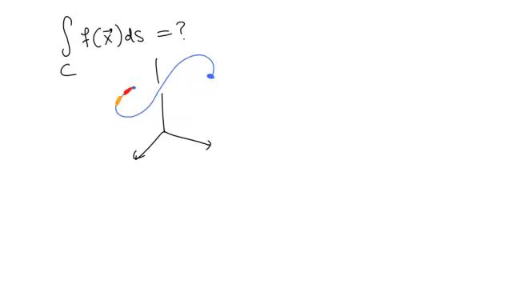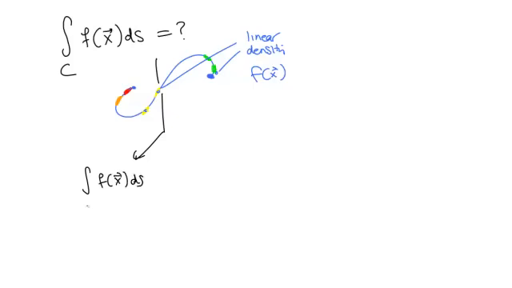So maybe the curve is made out of a very dense material at this part, but the curve is made out of a less dense material at this part, and it's made out of a very, very non-dense material at this part right here. So at every single point along this curve, we will have a linear density function, which we'll call f of xy, or in this case f of xyz, or in general just f of the vector x, where this could be in the plane or in three-dimensional space. So then what would a line integral of a density function represent?